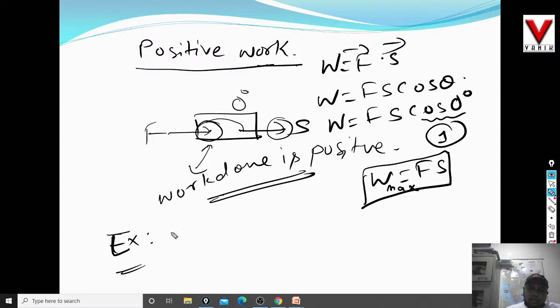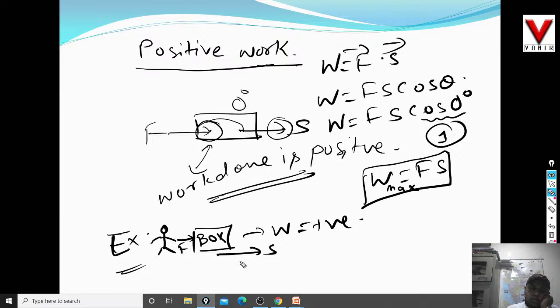If I take the example, say this is a box. Now a man is standing over here. He is applying some force. The box is getting displaced, and the displacement is along the direction of applied force. So that means work done is positive. I think this is clear to you. Now let us move on to the next type of work.